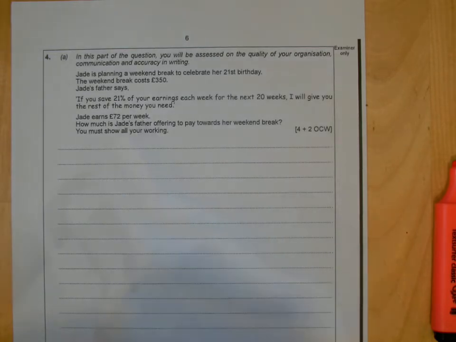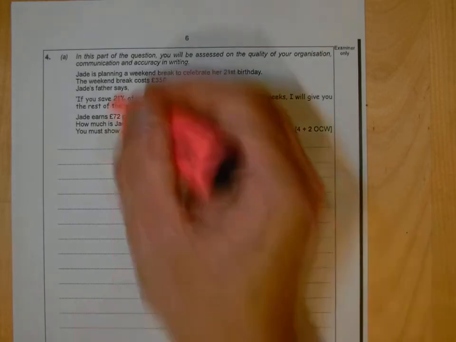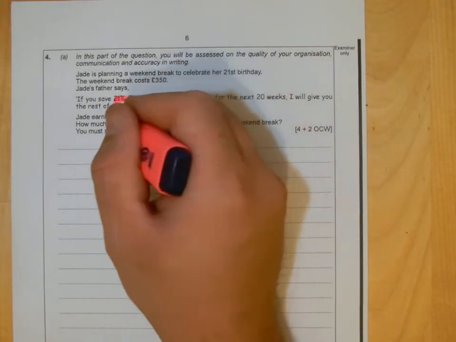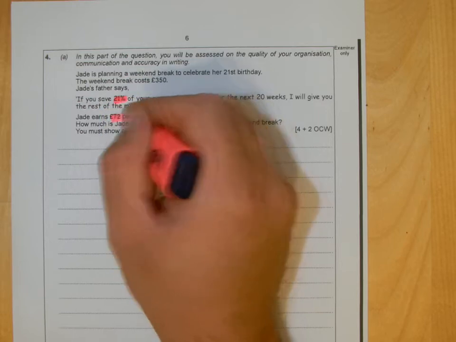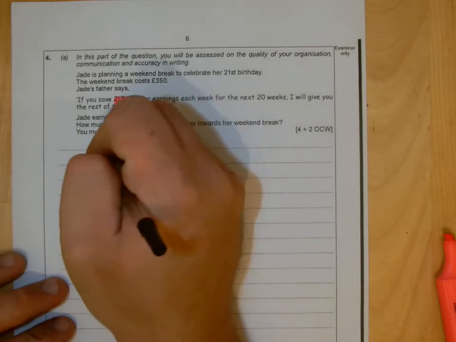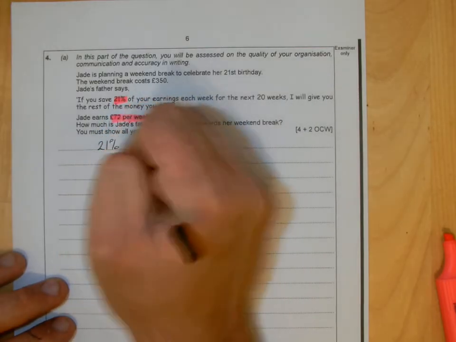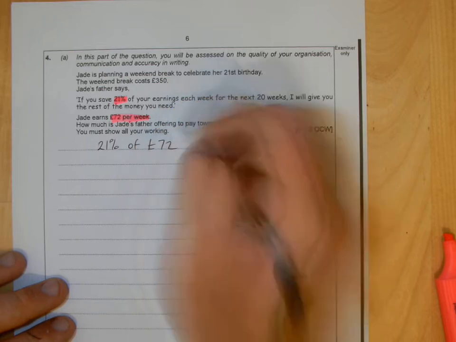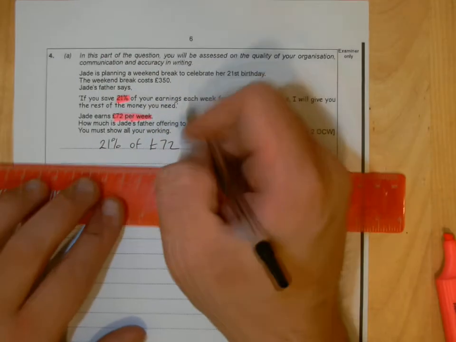So it tells us how much she earns a week, and essentially then her dad is saying, look, I want you to save 21% of your earnings of £72. And I want you to do that for 20 weeks. So what we'll do is look at how much she's going to save each week. So I want to work out what 21% of £72 is. Okay, so that's what we're going to try and work out here.